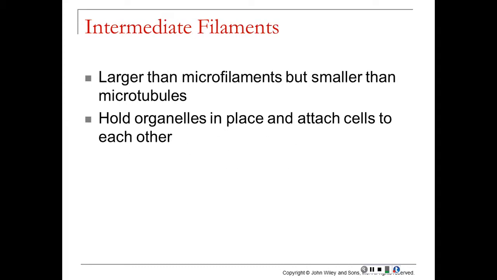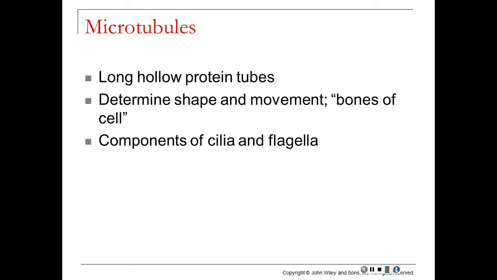Intermediate filaments are larger than microfilaments, but smaller than the microtubules, which is why they're called intermediate filaments. These hold the organelles in place. They also help attach cells to one another. Then we have microtubules, which are long, hollow protein tubes. They help to determine the shape and the movement of the cell. These are the, quote, bones of a cell. They also make up the components of cilia and flagella, which are extracellular organelles.